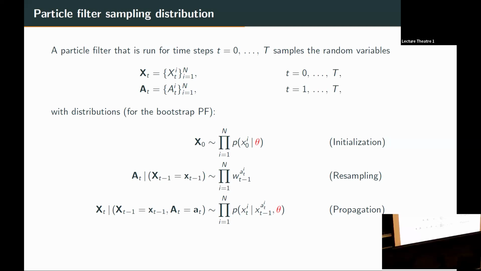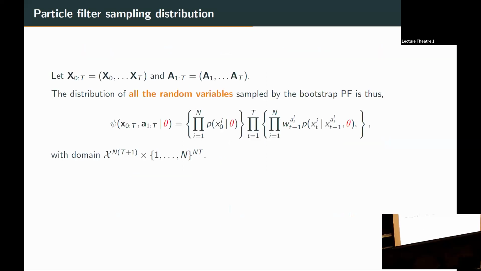Similarly, in the resampling step, if we assume multinomial resampling, as I had in the algorithm, conditionally on the particles from the previous time steps, these ancestor indices are drawn independently from a categorical distribution over 1 to n. So again, we get a product here over all particles, and the distribution of each ancestor index is given by the importance weights. And finally, conditionally on the previous particles and the ancestor indices, we have the propagation step where we again simulate conditionally independently from these transition kernels.